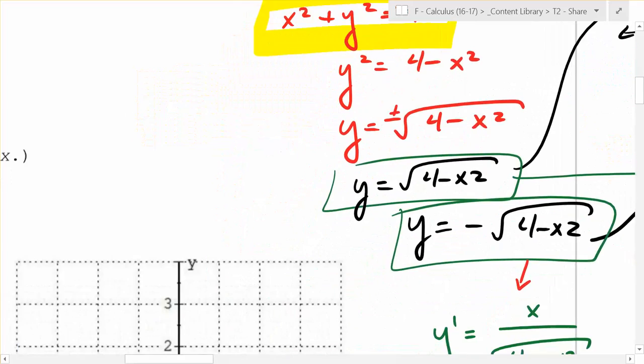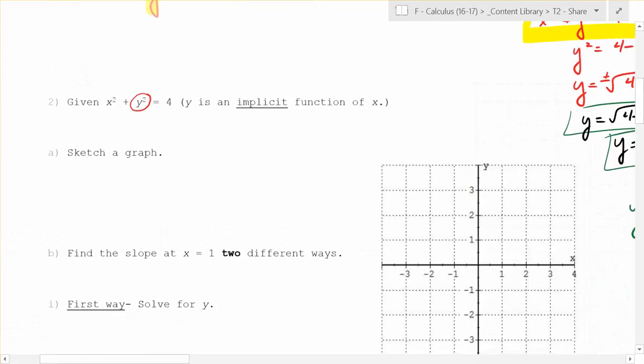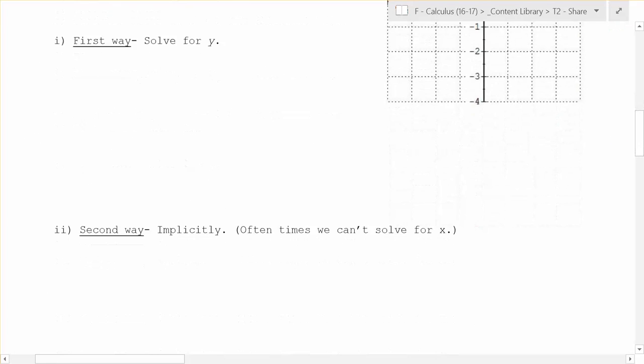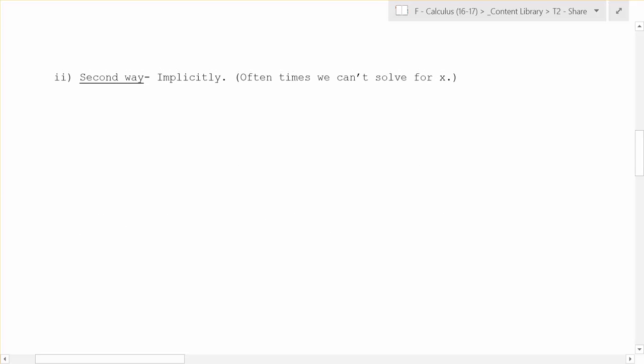Here's how you do it. Remember, when does the chain rule apply? All the time. Okay, so let's go back to this one. X squared plus y squared is equal to 4. That was our original function that we were talking about, right? What shape is that again?